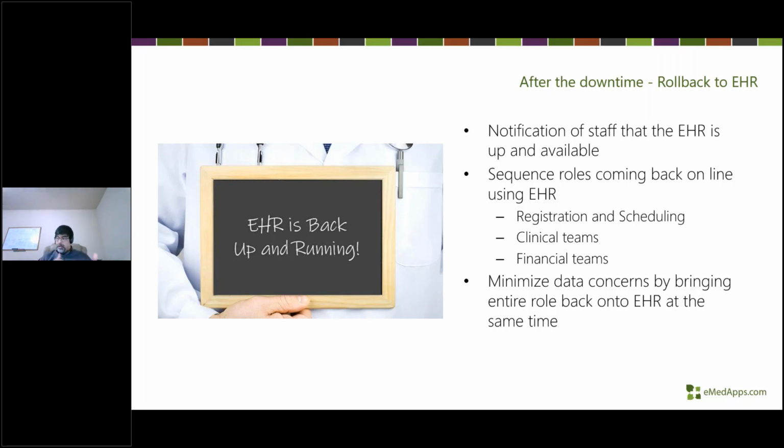Now, location-wise, certainly it could make sense to bring the clinical staff by location online with the EHR as opposed to bringing all of them up at one time if it makes sense based on the type of outage that occurred and the downtime that occurred.